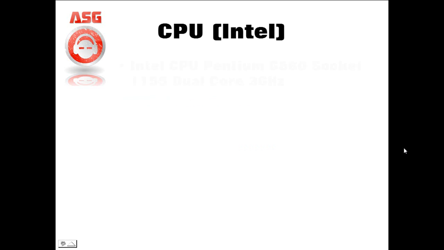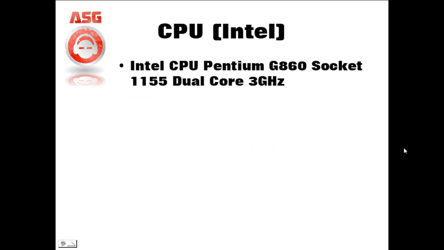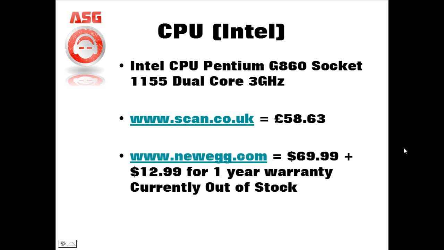Next we choose the CPU, and JackFrags shows the Intel Pentium G860, socket 1155, dual core 2.9 GHz, but we've gone for 3 GHz just because the 2.9 GHz isn't around anymore. On Scan it's about £58.63, and on Newegg it's about $70, but then you can also get a $13 1 year warranty. Remember, at this moment in time it's currently out of stock. It should be back in stock in the next couple of weeks anyway.